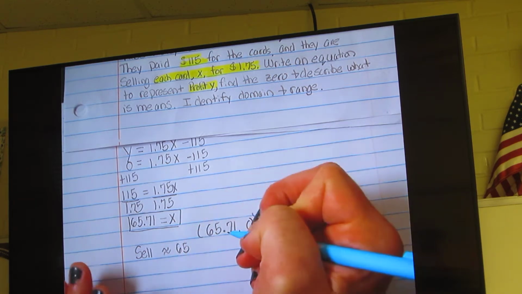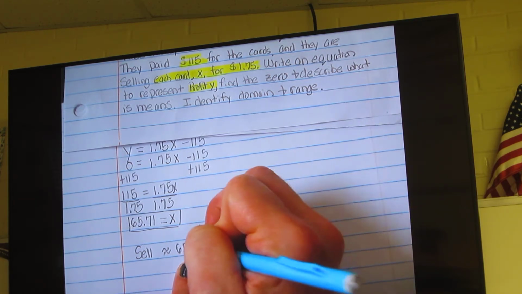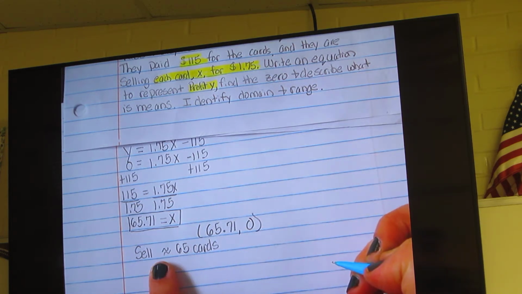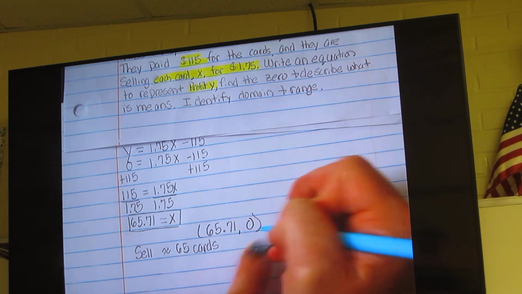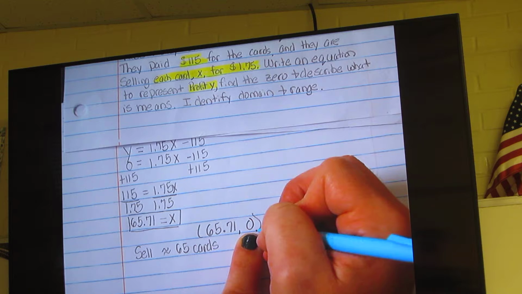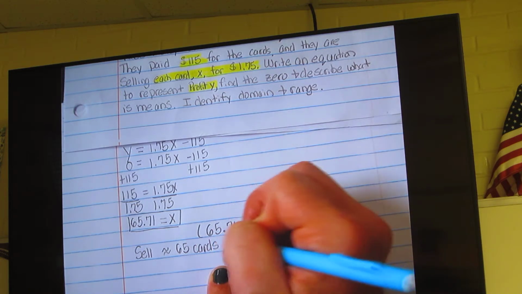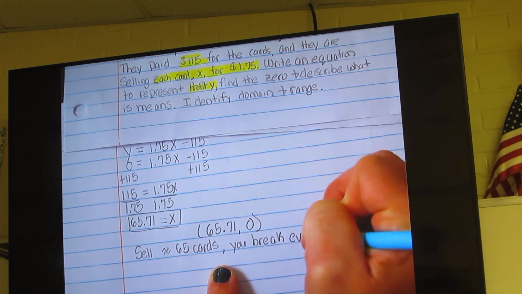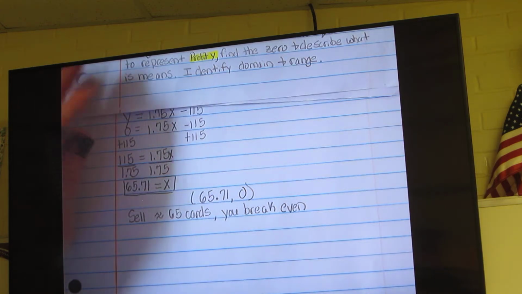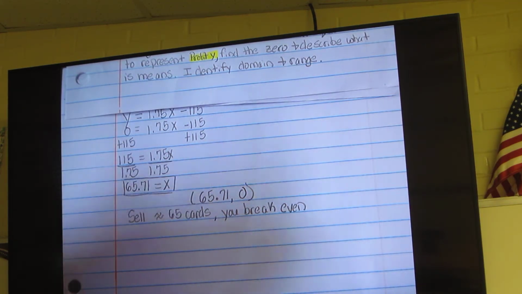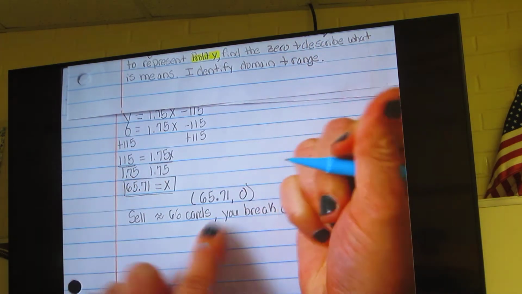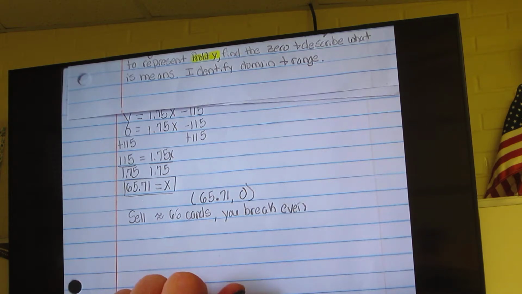65, we'll just say 65 because you can't sell 65.71 of a card. So if you sell approximately 65 cards, you have 0 profit, you're not in the hole, but you haven't made anything either. So you break even. Really, you would have to sell 66 cards to break even, because if you sell only 65, you will not have broken even yet. So just some things to make your mind think.